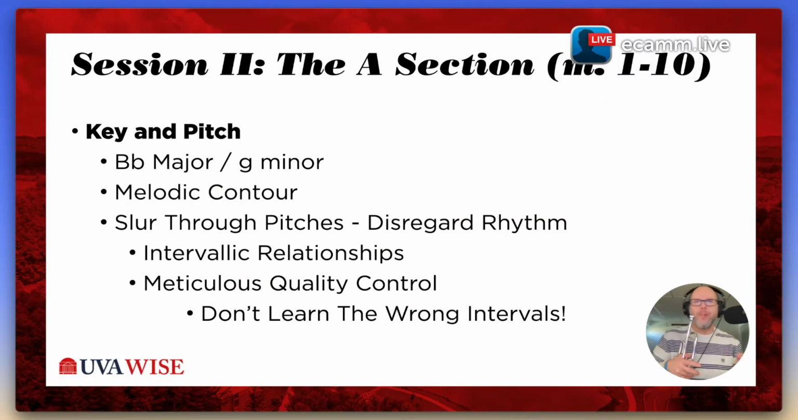So looking at the key of B flat / G minor, we have a portion that goes into G minor. So when you see those F sharps fitting in, it moves into G minor momentarily. So follow the melodic contour.